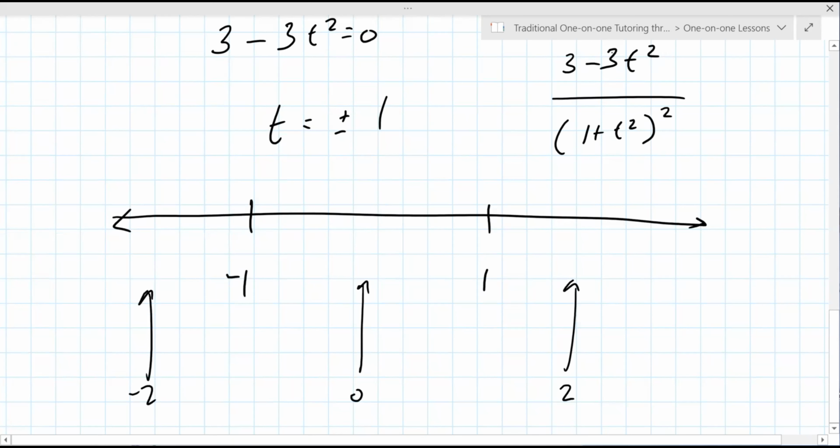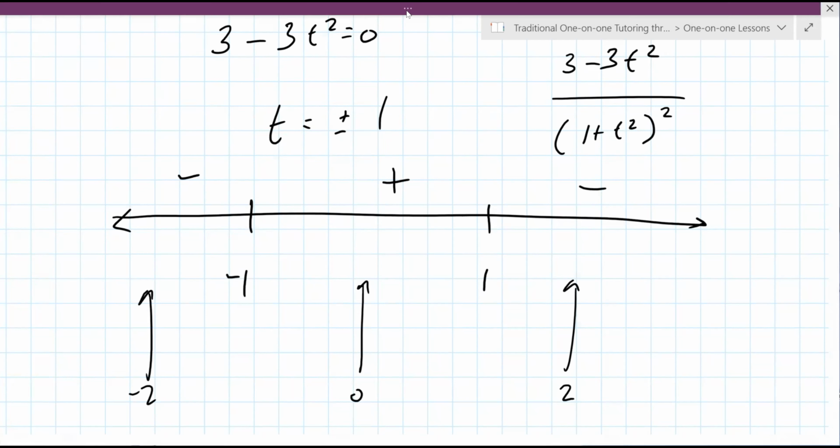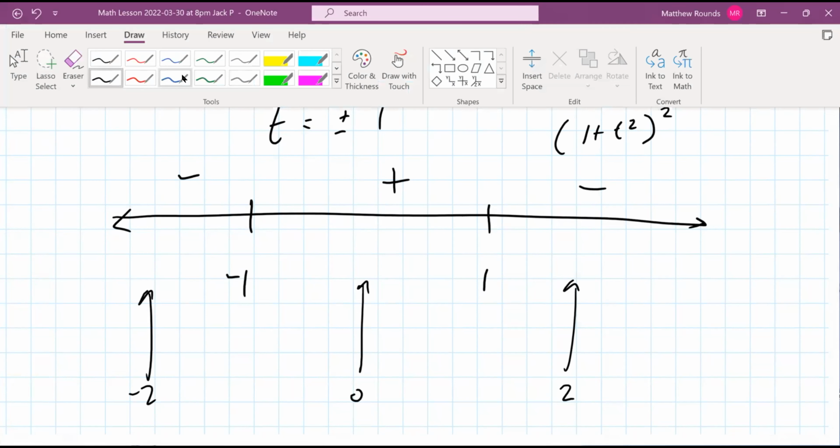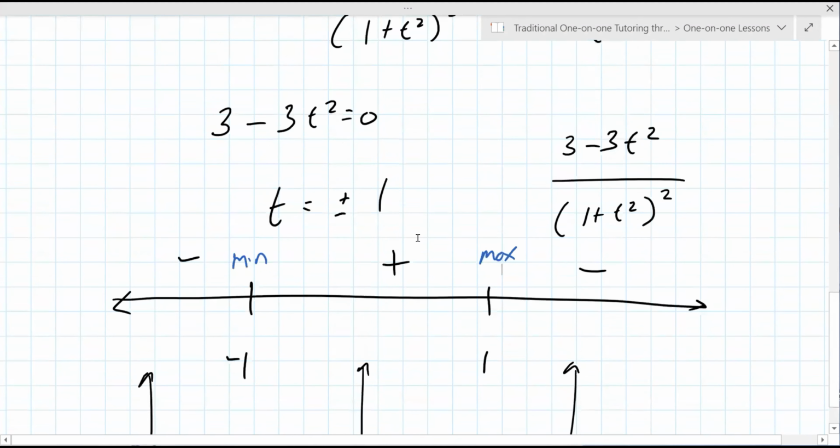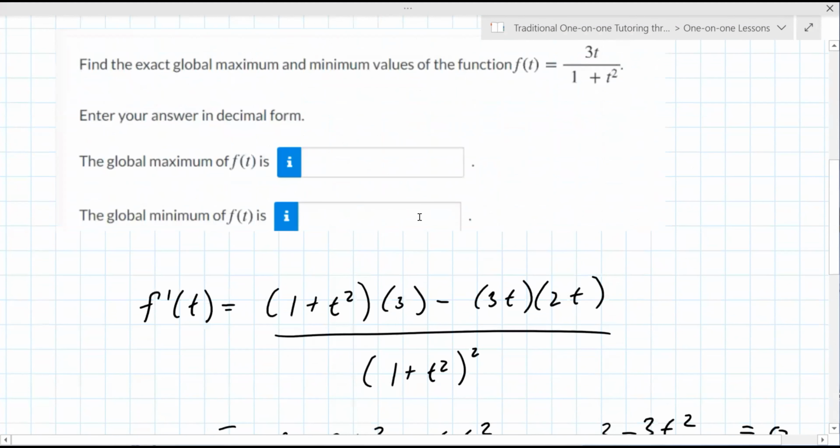Okay, and you're testing them here, and you just care about the sign. So the bottom's always positive. It's just basically looking at what does the top do. And you'll find that it is negative, positive, negative, which means that this is a min, which we already know, and this is a max. For this one, we're just putting the x's in the answer.